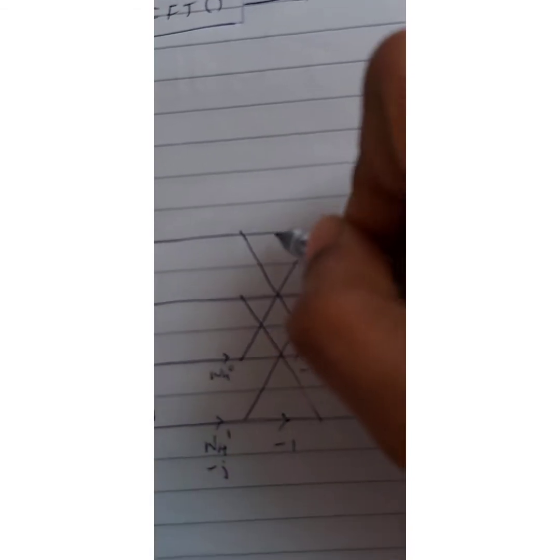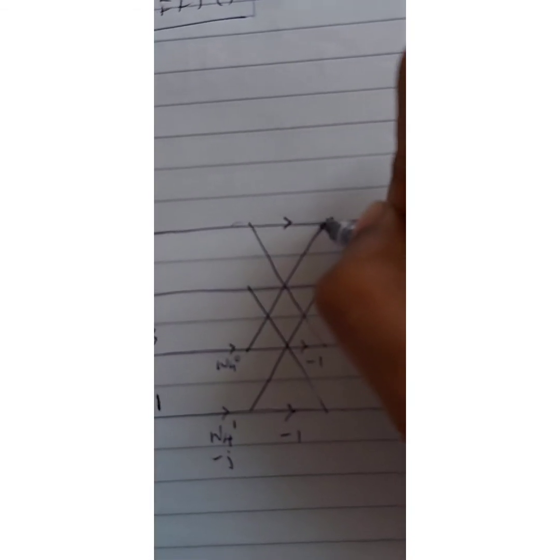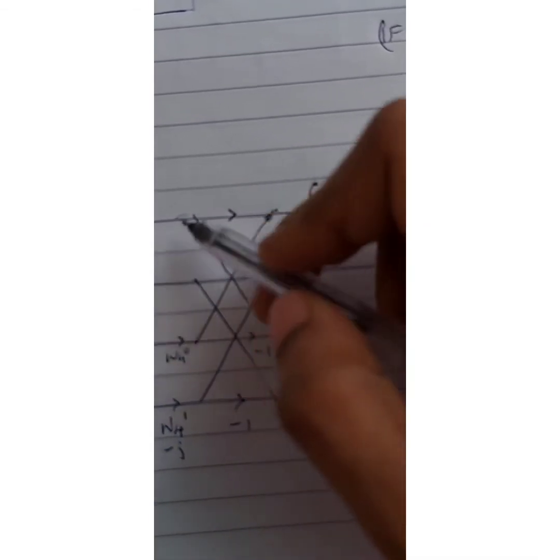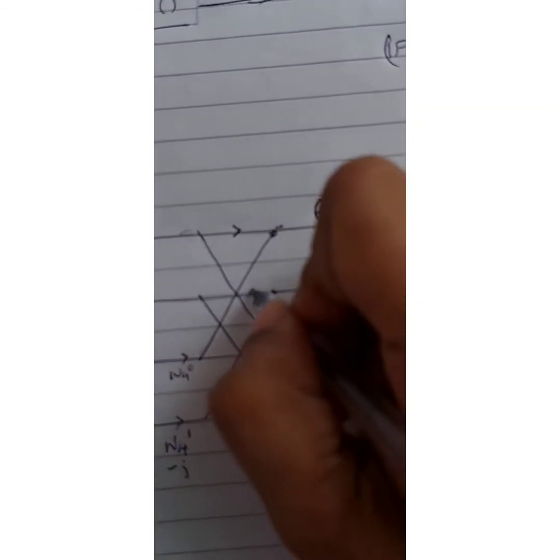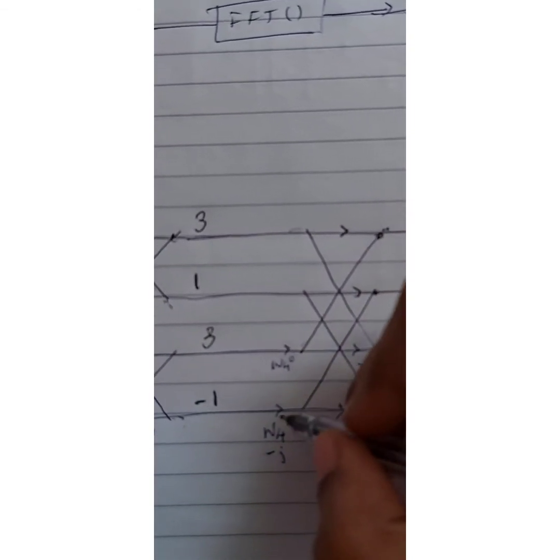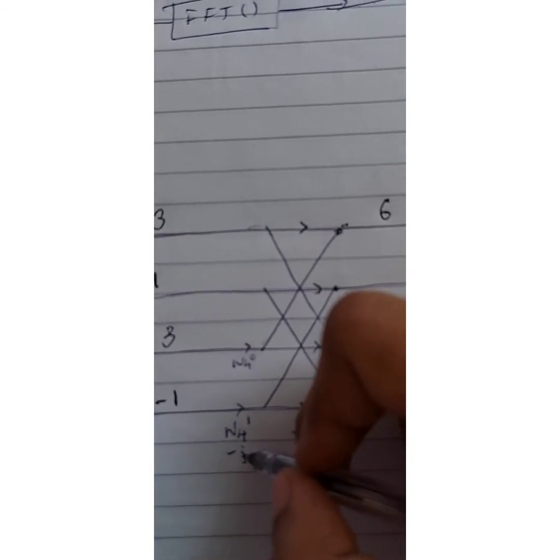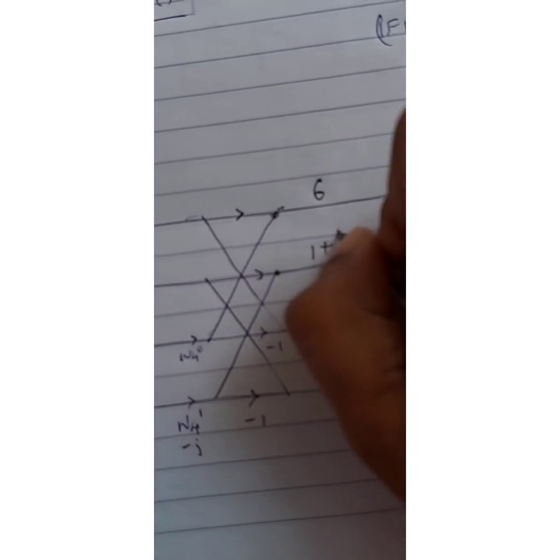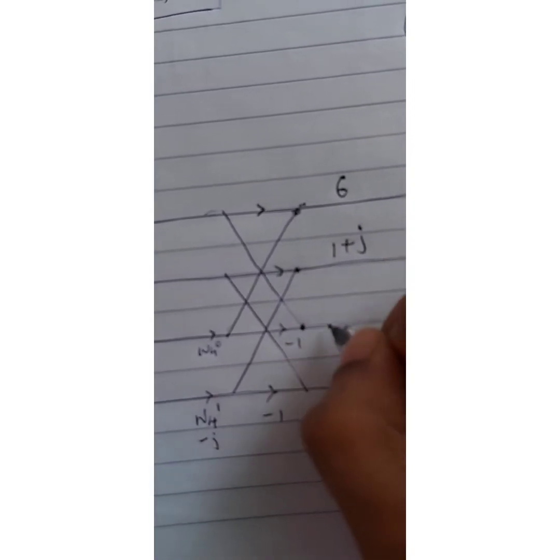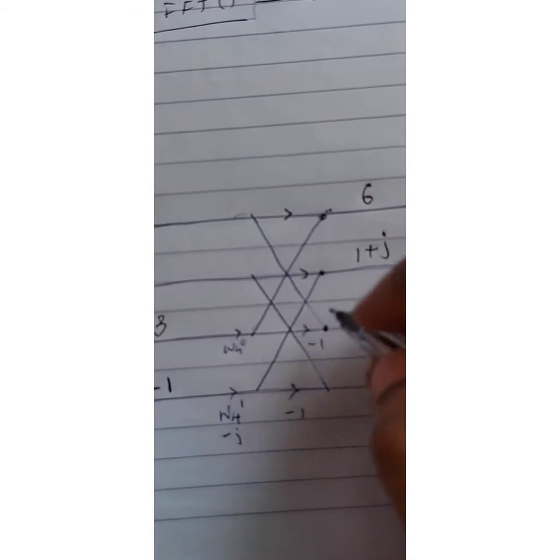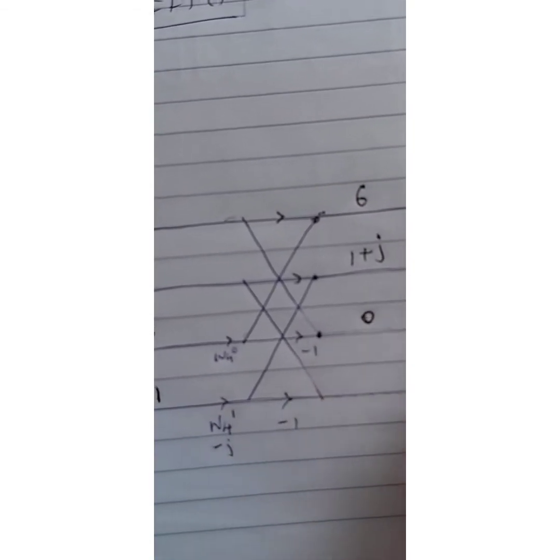Stage 3, what do I have? At this point, I will add this value 3 plus 3, that is 6. At this point, I add 1 plus -1 into minus j, that is plus j. So I will get 1 plus j at this point. At this point, what do I get? 3 minus 3, that is 0.